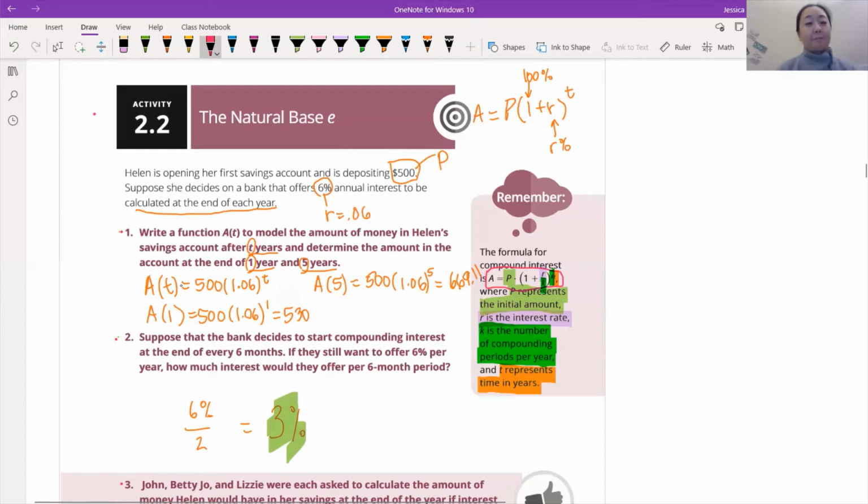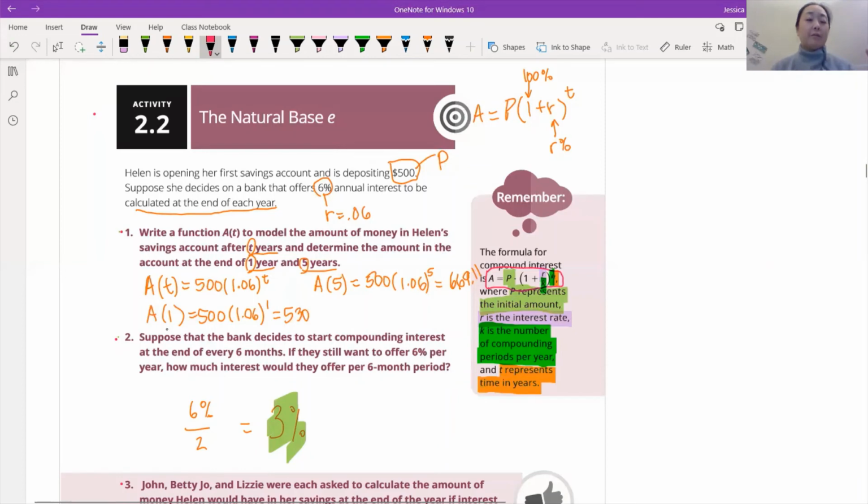So we have A of t, and remember our principal P is 500, and our interest rate is 6%. You need to include the 100%. This is the 1 plus 0.06, and that's how we're getting 1.06. I just didn't include that extra step; I did it in my head. And then it's to the t power.